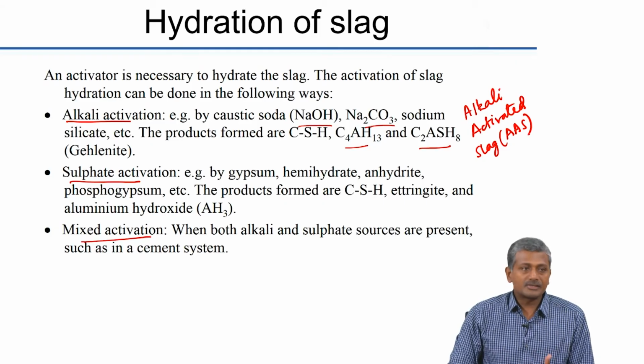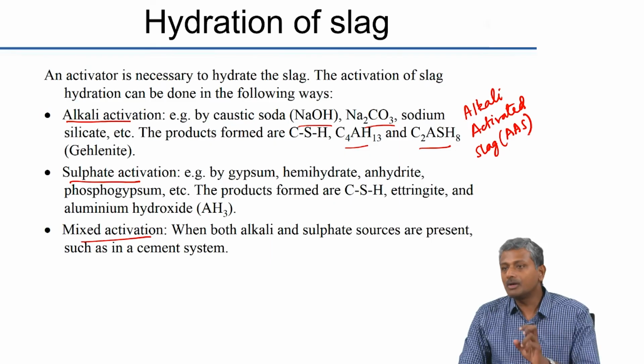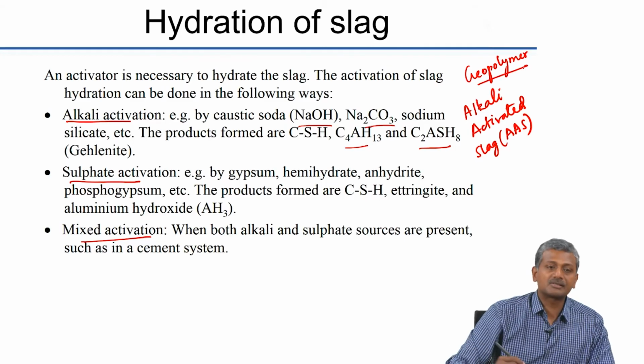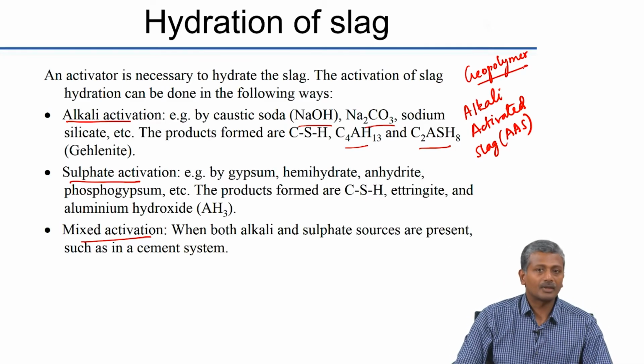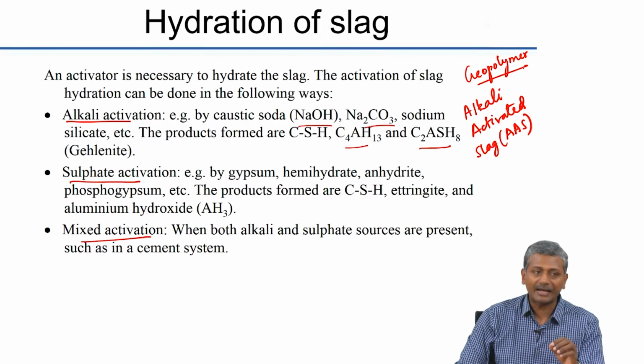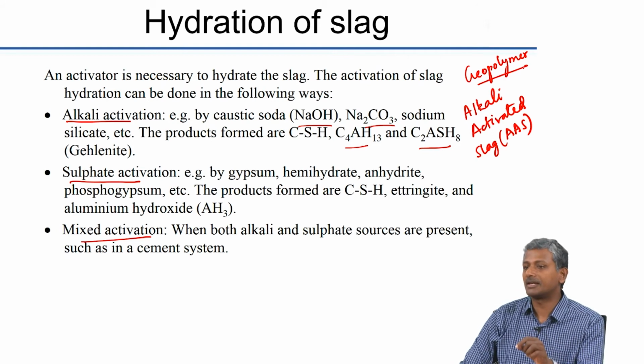This is also from the same family of materials that is sometimes called geopolymer. Most of you would have heard the term geopolymer, but alkali activated slag is truly not a geopolymer. What is happening in an alkali activated slag system is that the alkalis are activating the hydration of the slag, whereas in a geopolymer what the alkalis are doing is the polymerization of the aluminosilicate.